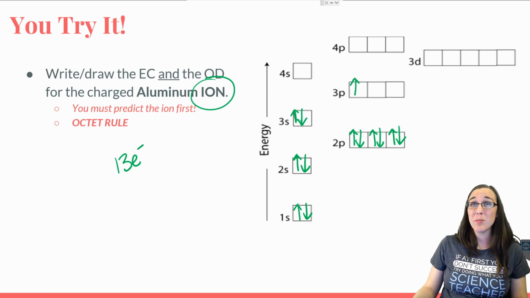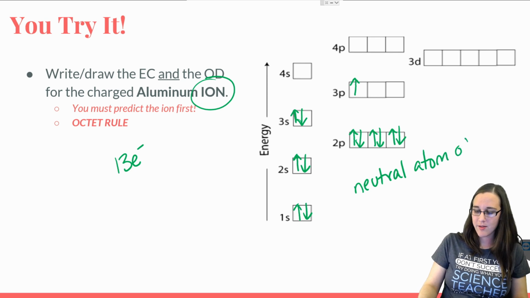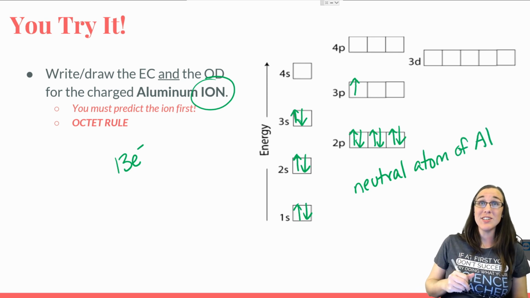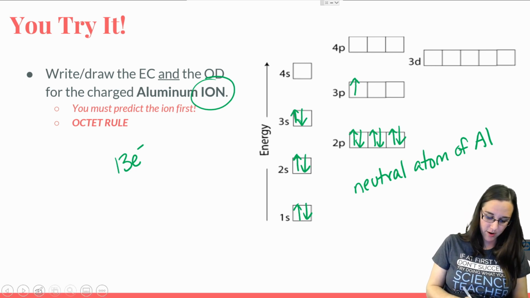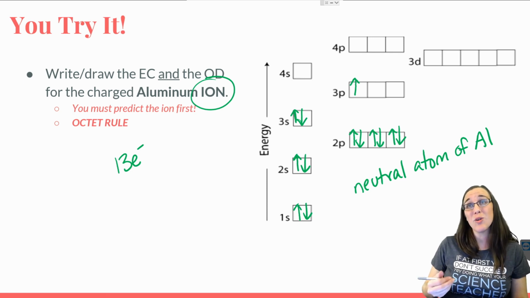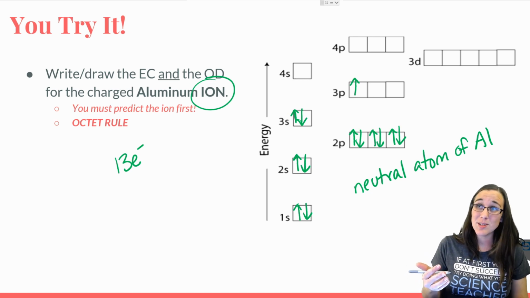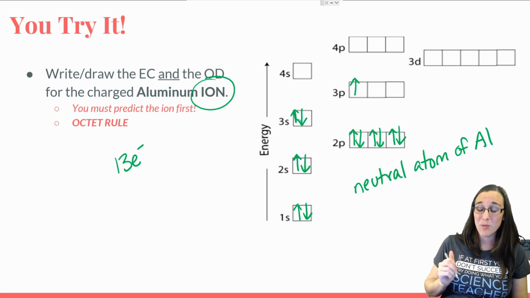Now this would be the orbital filling diagram for a neutral atom of aluminium. The question is asking for the charged aluminium atom, for the ion. In order to do that, we need to figure out if it's more convenient for aluminium to gain extra electrons to become like a noble gas, or to lose electrons to become like a noble gas. Let's figure out what it wants to do.